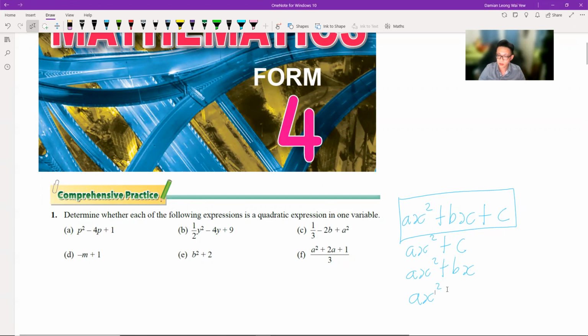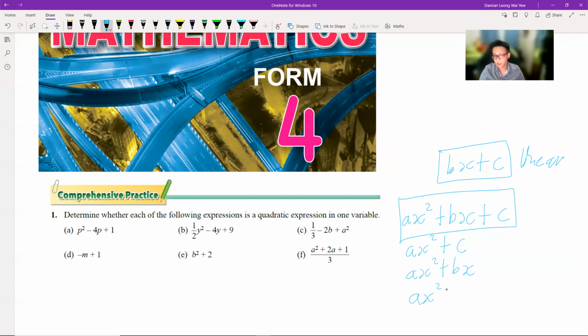However, if my a is 0, then this term will disappear. Then I have bx plus c, and this is what we call a linear expression. It is no longer a quadratic expression. So that's where you need to be more aware.